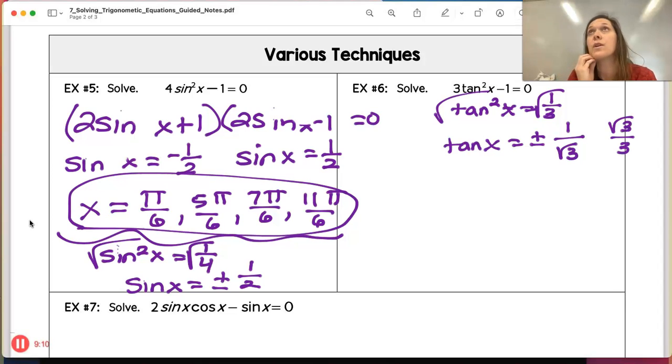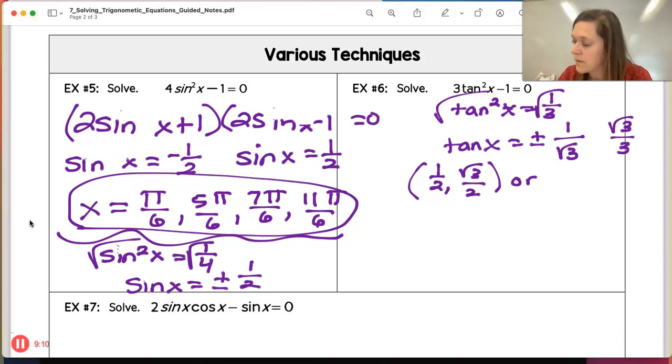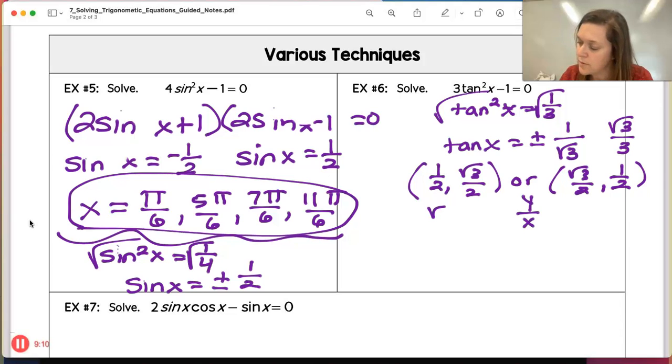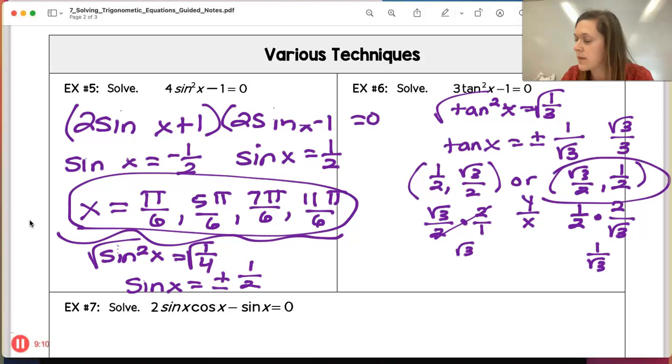So now I have to figure out which ratio of tangent is going to get me 1 over root 3, or root 3 over 3. Okay, so my options are 1/2, root 3 over 2, or root 3 over 2, 1/2. And we know tangent has to be y over x. So if I do the first option and do my y multiplied by the reciprocal of my x, that just gets me root 3. So it's not going to be that one. So it's got to be this guy over here. If I do my 1/2 times the reciprocal of my x, then I get my 1 over root 3. So it's this one right here.